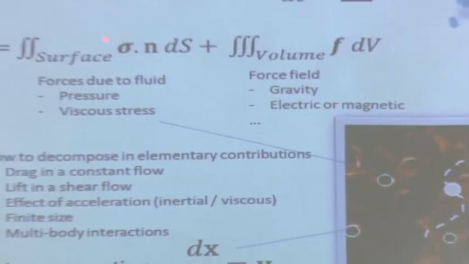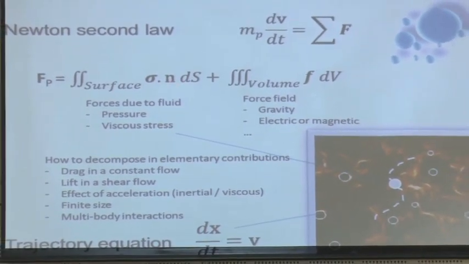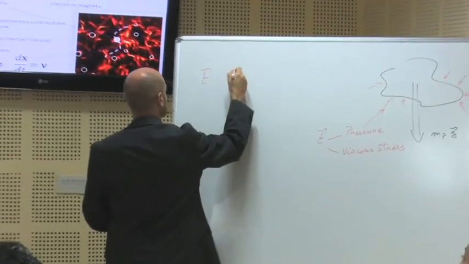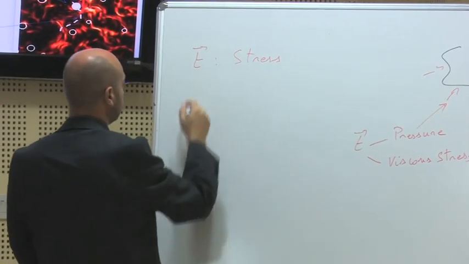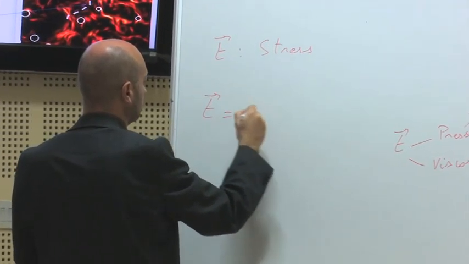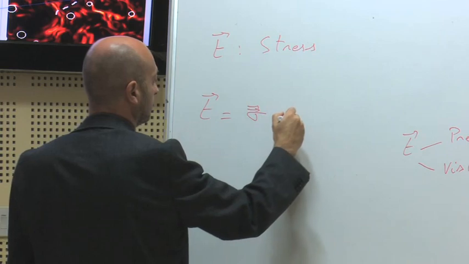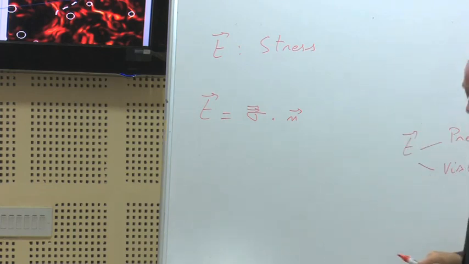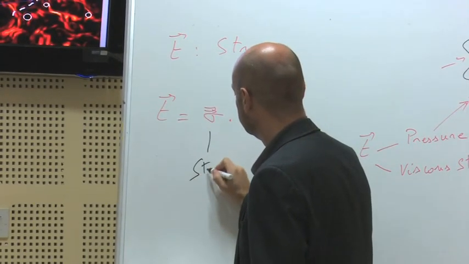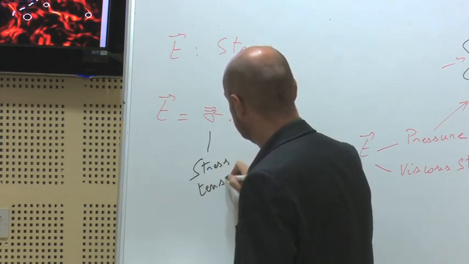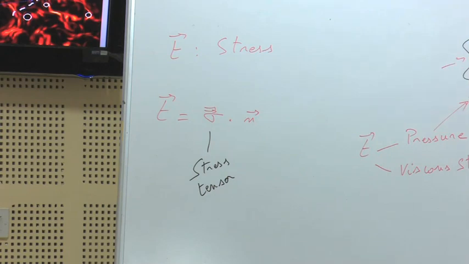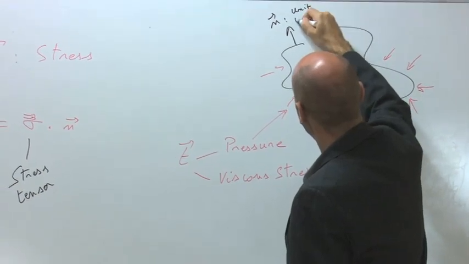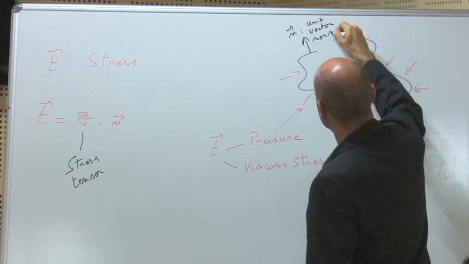So this is what is done here on this slide. So I said that the stress, sigma n, so T, is a stress, and this stress is the product of the stress tensor multiplied by n, and n is the local unit vector which is normal to the surface.